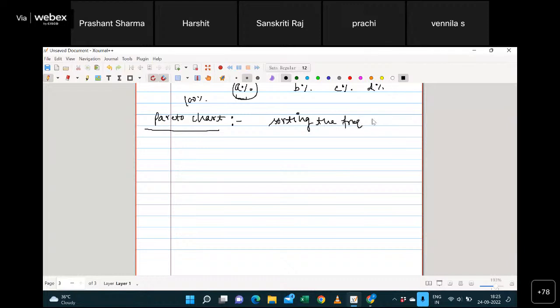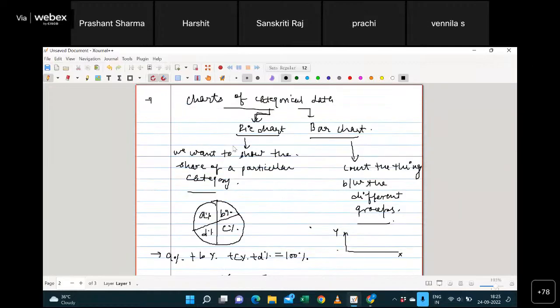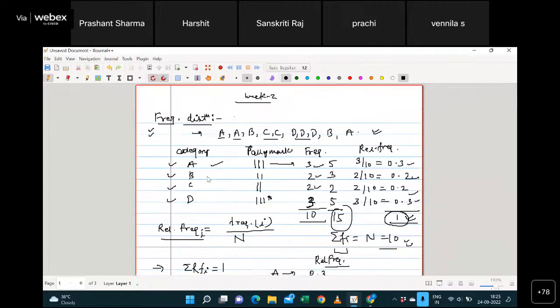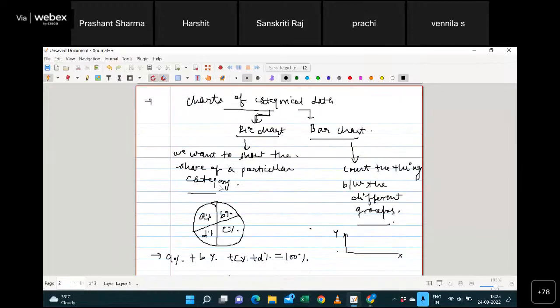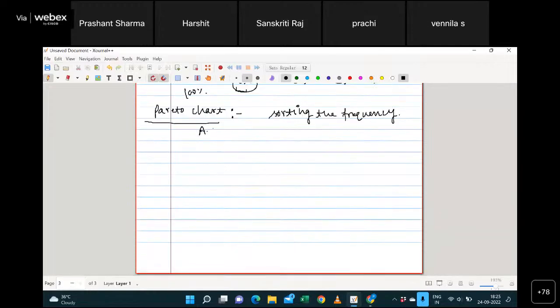If you sort the frequency of your data set, either in ascending or descending order, you will get the Pareto chart. In this example, I had A 3 times, B 2 times, C 2 times, D 1 time. Suppose this is my data set. Now, a Pareto chart can be obtained when I sort the frequency, in ascending or descending order. I can do B, then C, then A, then D.